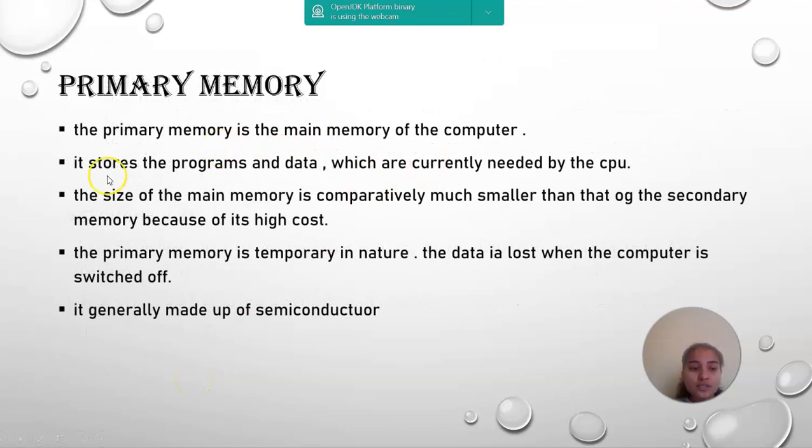Primary memory is the main memory of the computer. It stores the program and data which is currently needed by the CPU. The size of main memory is much smaller compared to secondary memory.